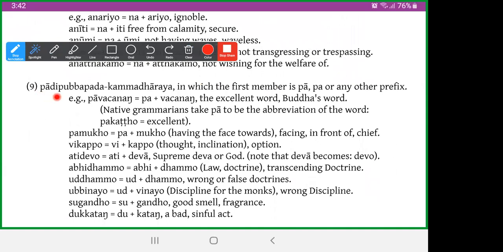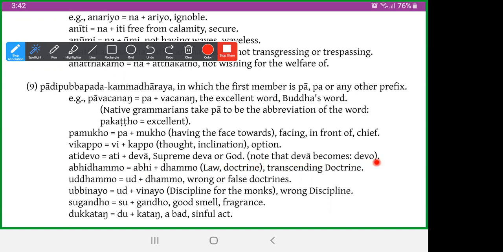Okay, number 9. Padi pupa pada kammadharaya, in which the first member is pa or any other prefix. For example, pa wachanam, excellent word, Buddha's word. So native grammarians say pa is the abbreviation of the word pakato, excellent. Pamukho, having the face towards, facing in front, chief. Vikapo, thought, inclination, option. Ati deva, supreme Deva or God.